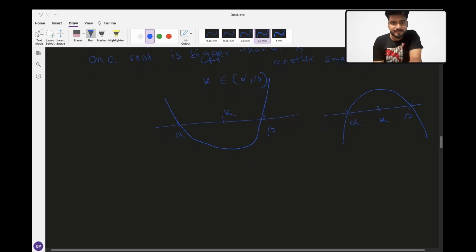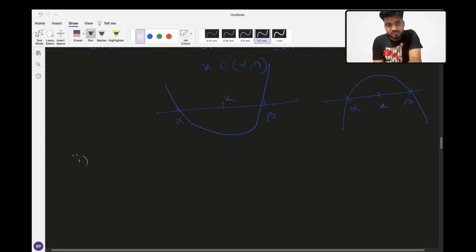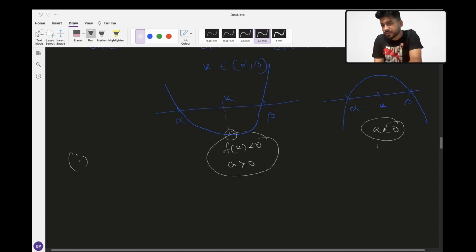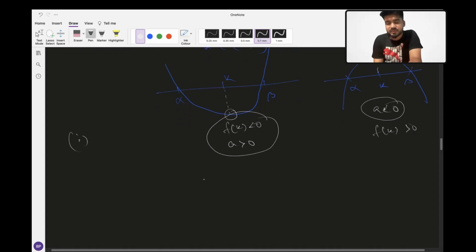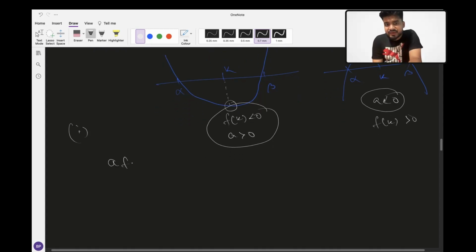So first of all, what should we say about k? We can very easily see that f of k is negative here when a is positive. And here when a is negative, f of k is positive, if you can see. Yes or no? So in this case, a f of k is coming less than 0.